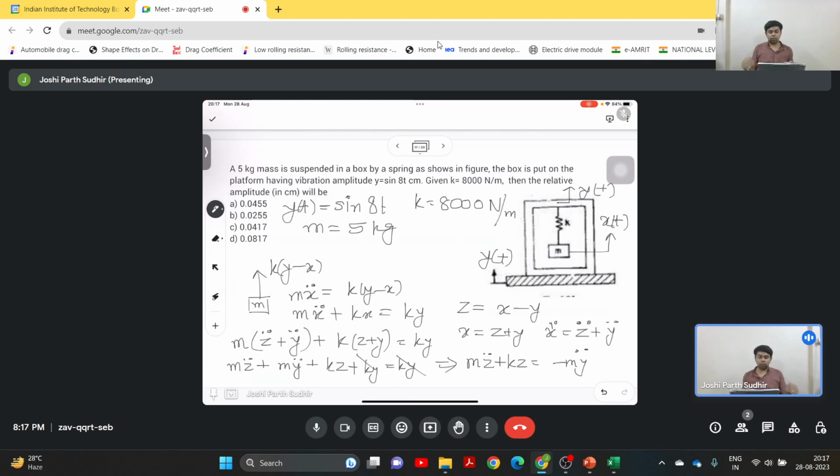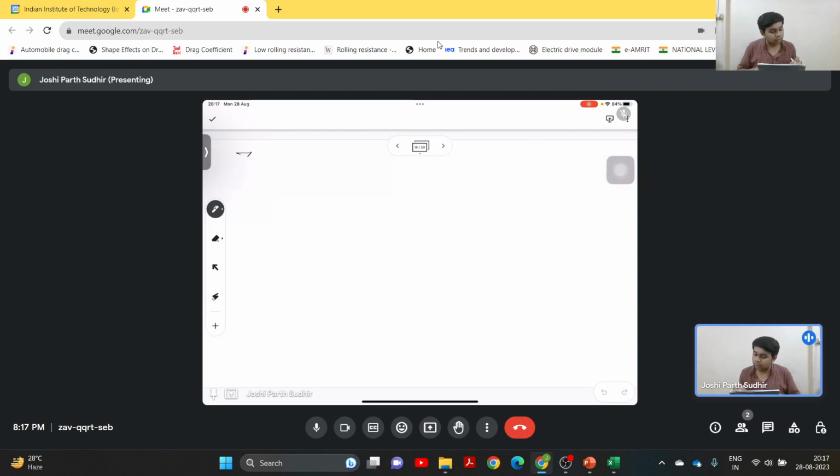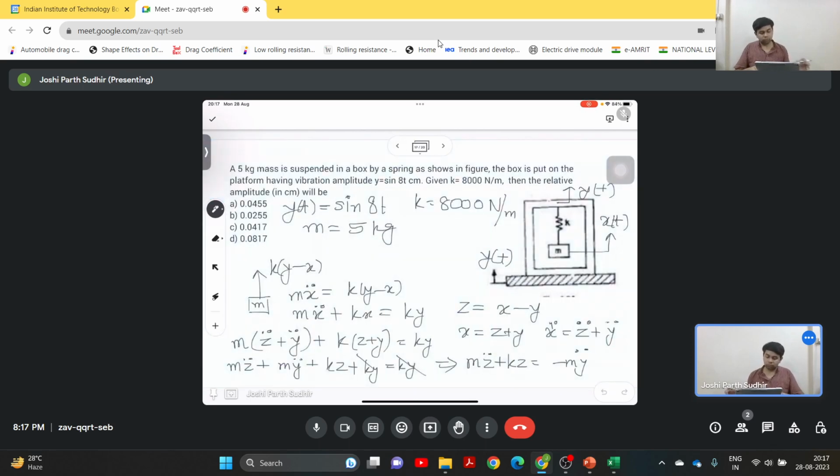So let us say if we substitute a solution for z, let us say z of t is equal to capital Z e raised to j omega t, and for y of t is capital Y e to the power j omega t, where Z and Y can be any complex numbers. And let us substitute these two solutions in this differential equation.